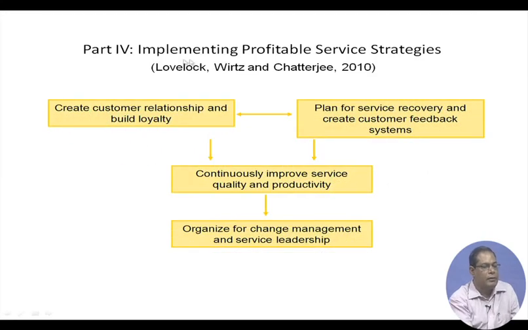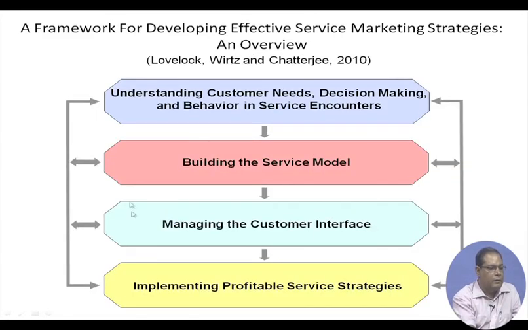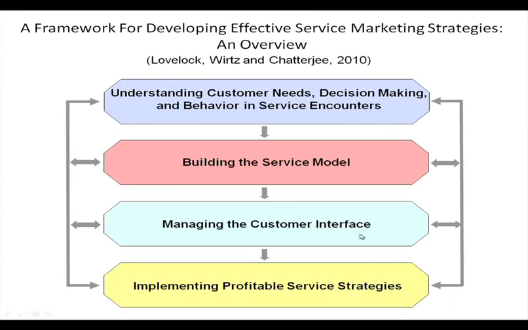Then comes the fourth part, that is implementing profitable service strategies. Here we see that you create customer relationships and build loyalty, plan for service recovery and create customer feedback systems. That goes on to provide continuous improvement of service quality and productivity, and that goes on to prepare the organization for change management and service leadership. In this manner the four parts of service marketing are there. The first part is understanding customer needs, decision making and behavior in service encounters. The second is building the service model. Thirdly, managing the customer interface, and fourth, implementing profitable service strategies.